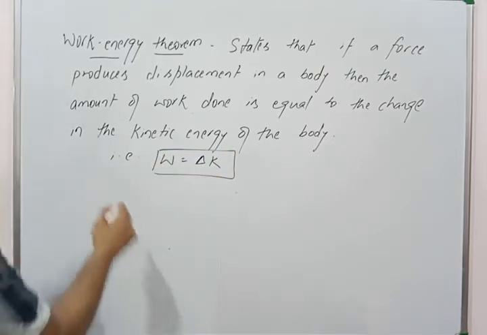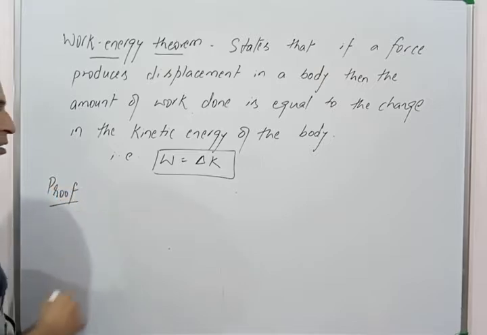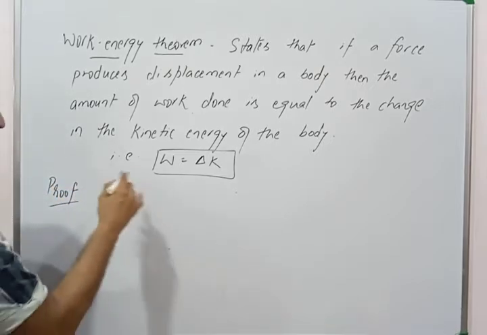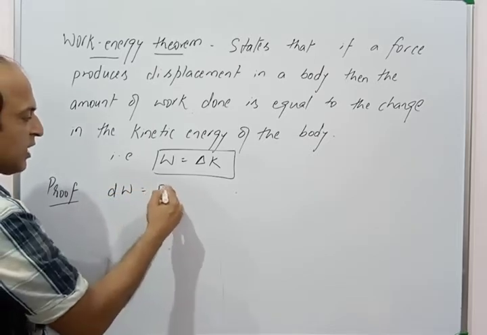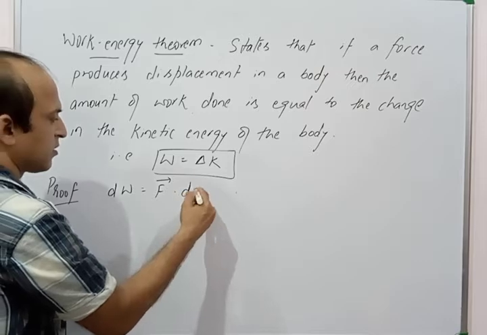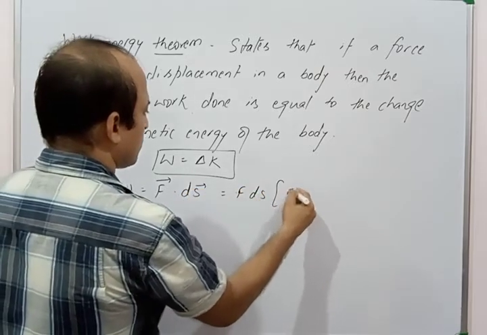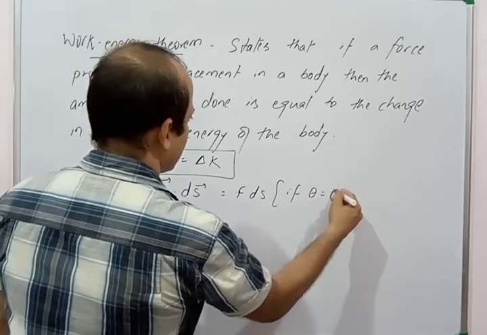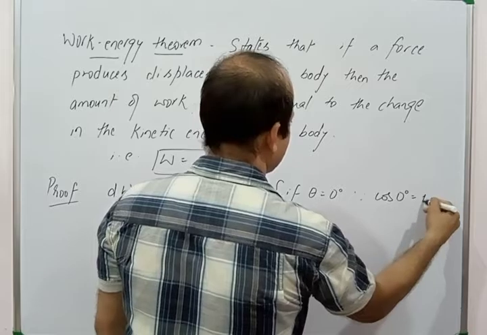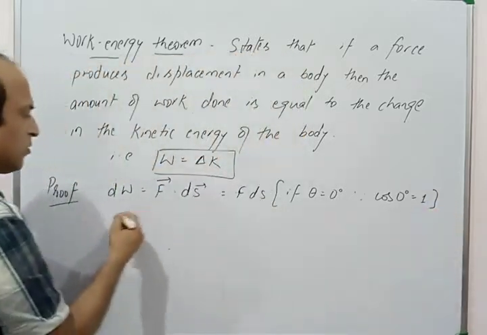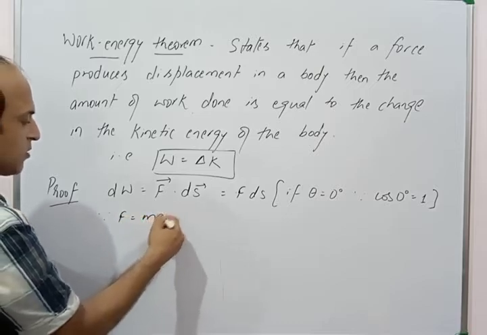Do we have a proof for this? Yes, we can prove it. ठीक है? See, the small amount of work done on an object is given as what? F dot ds. We can write it as F ds if theta equals to 0 degrees, since cos 0 is 1. Correct? Now, split up force. What is force? It is mass into acceleration.